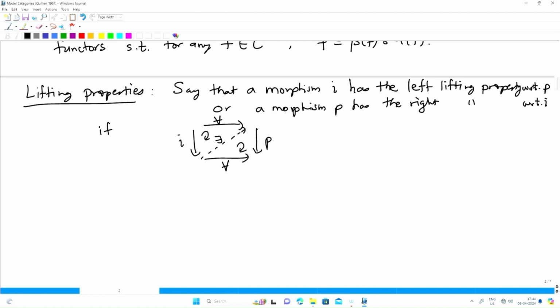So I is supposed to be thought of as an inclusion and P is supposed to be thought of as a projection, and then there is a lifting property. You can actually check this in the category of sets: every inclusion has the left lifting property with respect to every surjection. Understood this part?